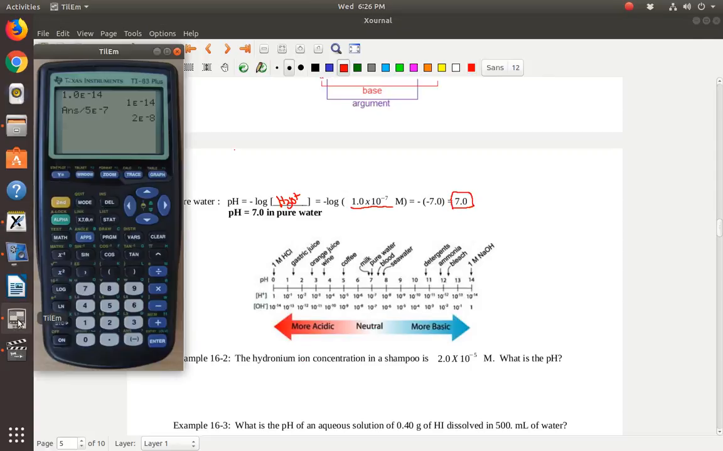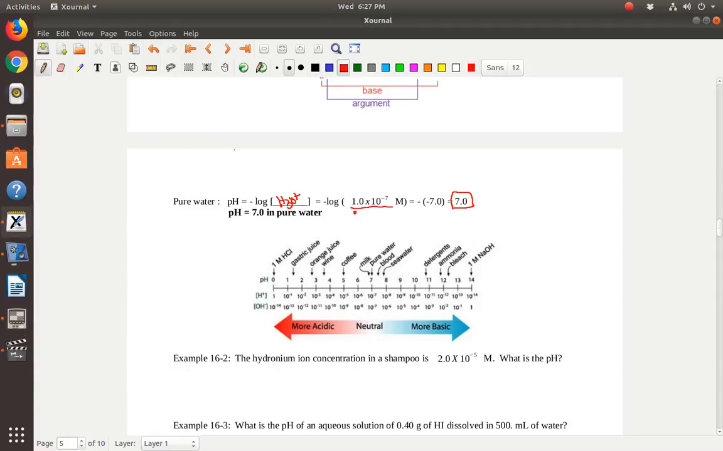Now, let's prove it. I want the negative log, so the negative sign, and there's the logarithm function right there. Log, 1, second function EE, negative 7, close parentheses, enter. It's a 7, okay? That's the number. Now, if the number right here is a 1, then this number is going to be identical to the exponent, but since it's the negative of the exponent, if the exponent is negative, it's going to be positive. If the exponent is positive, it will be negative.